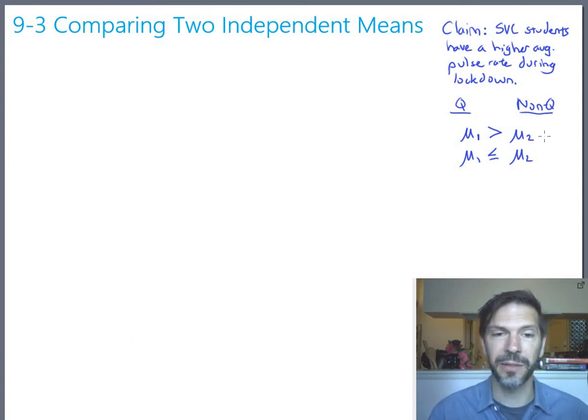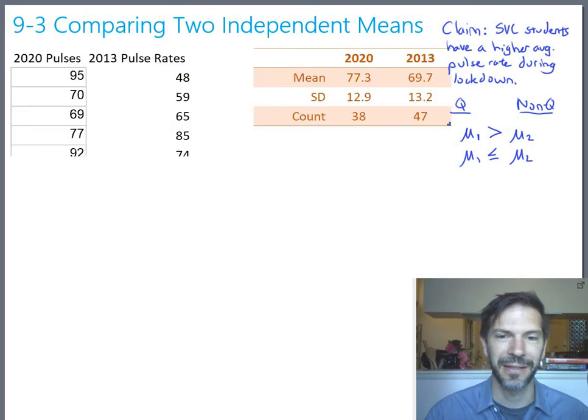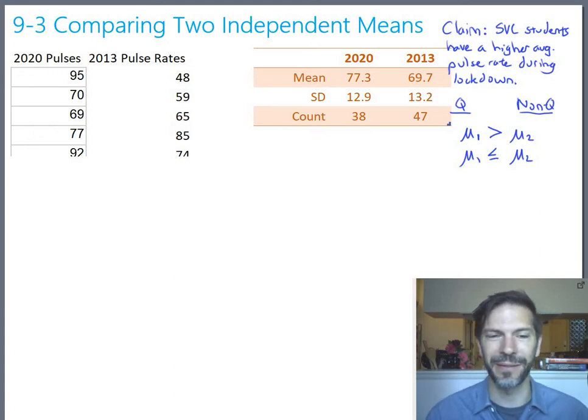Well, this is where you would go and gather some data, and it just so happens that I have some data. I've been asking my stats classes to give me their pulse rates for a long time, so I grabbed your pulse rates and also some from a class back in 2013 that I did. So there's just a little bit of the lists there, but the more important part for us is the summary statistics in that little table.